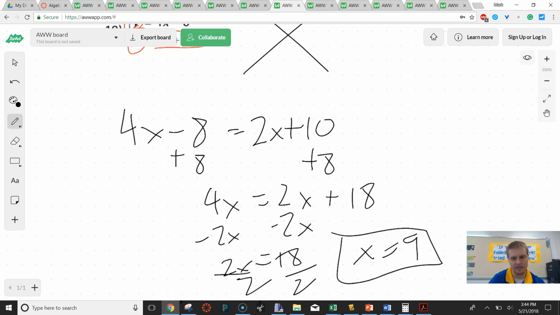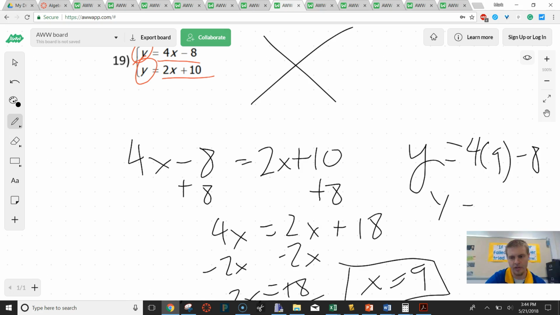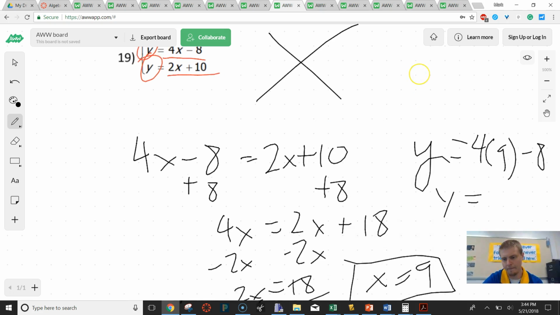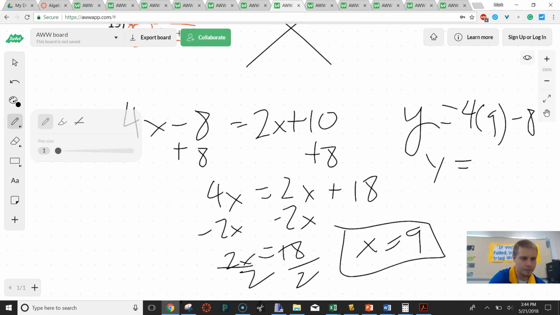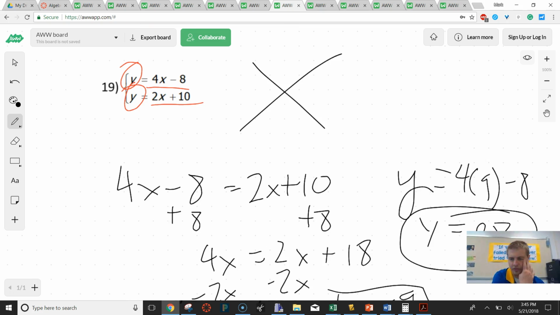Well, now that I know what x is, I can find y by plugging that back in. So I would have 4 times 9 minus 8, which y would then be 36 minus 8, which is 28. So again, what you want to do to solve that is, since they're both set equal to each other, you know that they should be equal, so you just find that answer.